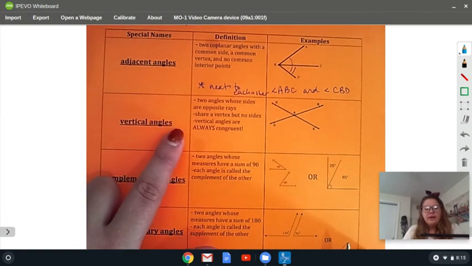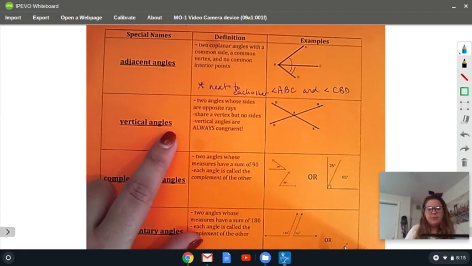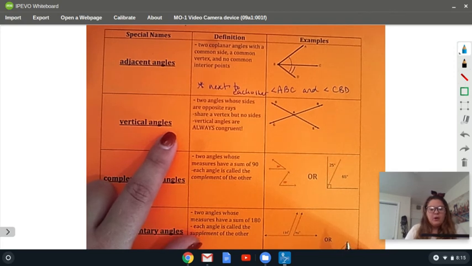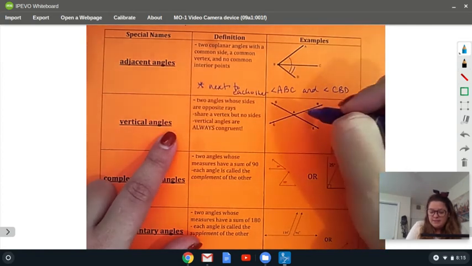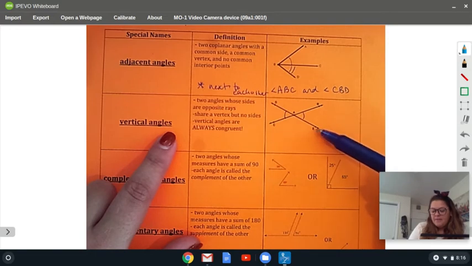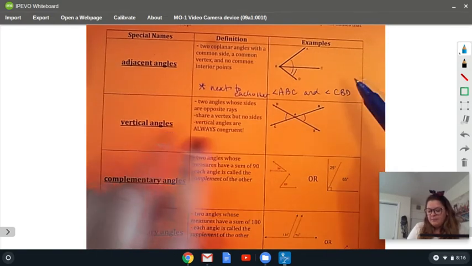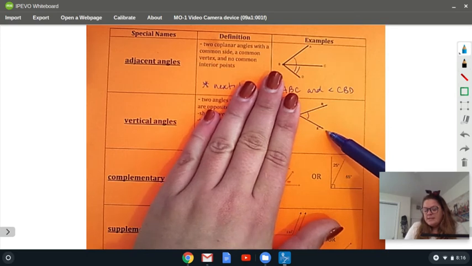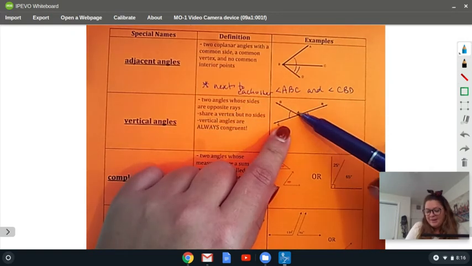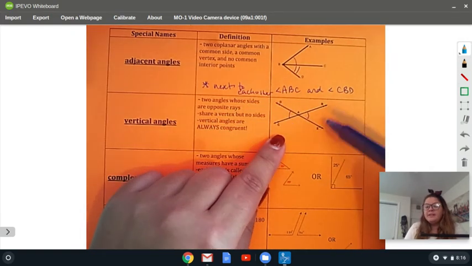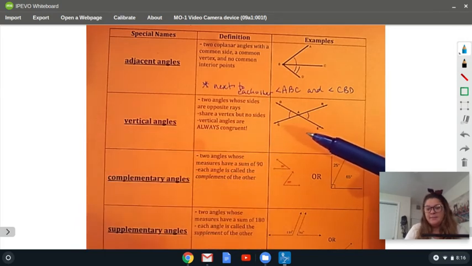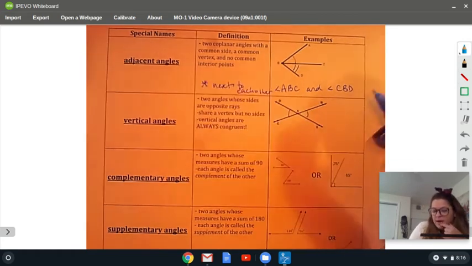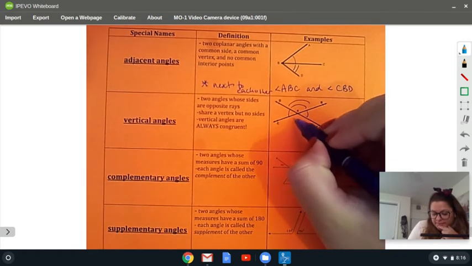Vertical angles are two angles whose sides are opposite rays. They share a vertex, but no side. The vertical angles are always congruent. So when I say there are two angles whose sides are opposite rays, that means this is a vertical angle and so is this. If I'm just looking at this angle, this is a side. It has an opposite ray with this, so this should always go into the other vertical angle. In a picture like this, that's not something you necessarily need to think about. But when there are a lot of different angles, which we'll get to in a minute, you have to think about that.